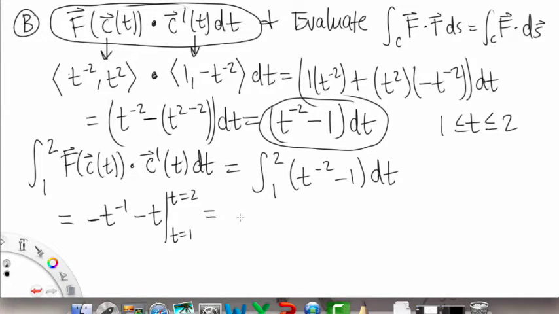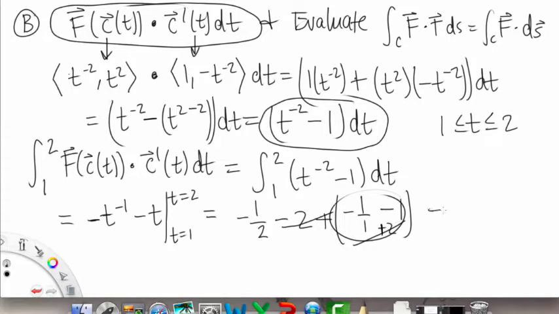Okay, so when we plug everything in, we get negative 1 over 2 minus 2 minus negative 1 over 1 minus a 1. Okay, so this is a negative 2, and then it becomes positive with the negative outside. So this is a negative 1/2, okay, negative 1/2 minus a 2 plus a 2. So these ones cancel there, and we are left with a negative 1/2. Okay, so that is the line integral all the way through for this problem.